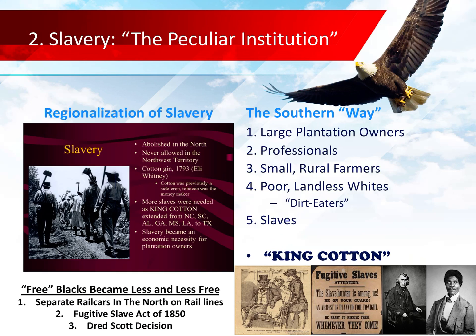Slavery by this time period had been abolished in the North. It was never allowed in the Northwest Territory. But one thing that made slavery grow by leaps and bounds was the cotton gin. We talked about that in the last lesson. And more slaves were needed for quote-unquote king cotton. And it dominated the economies of the South, especially the western South, like Alabama and Mississippi and Louisiana and Texas.